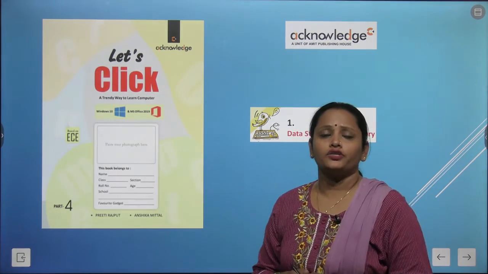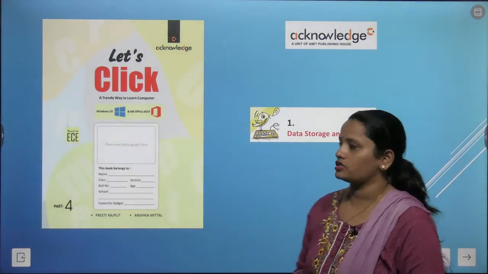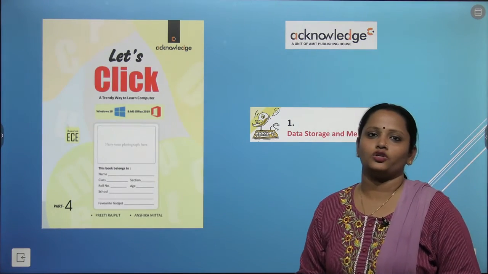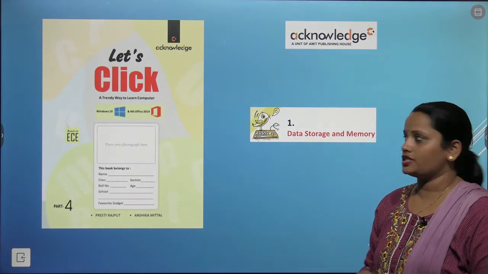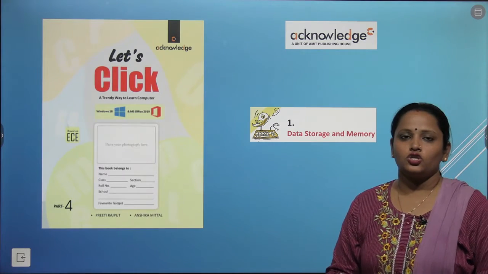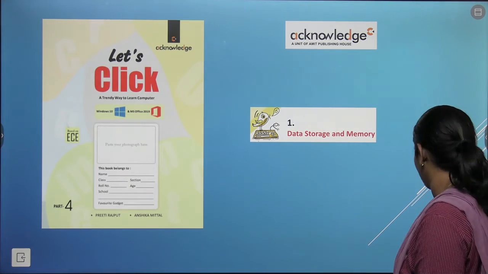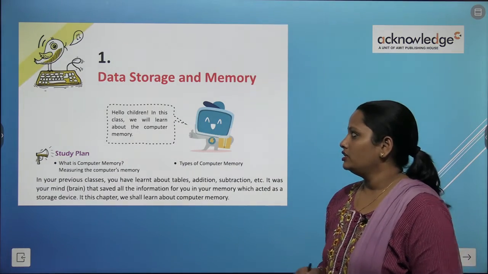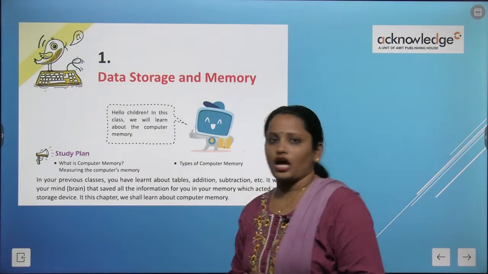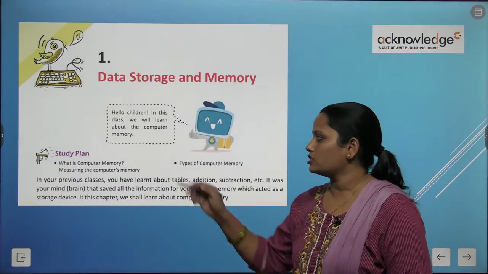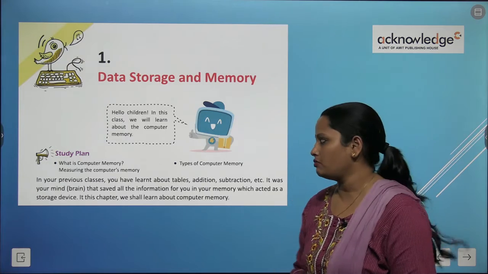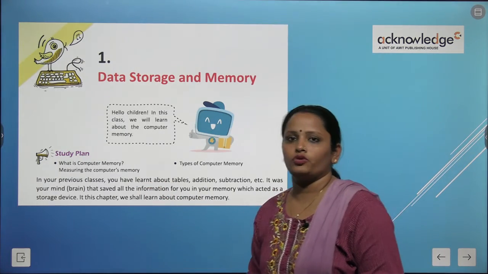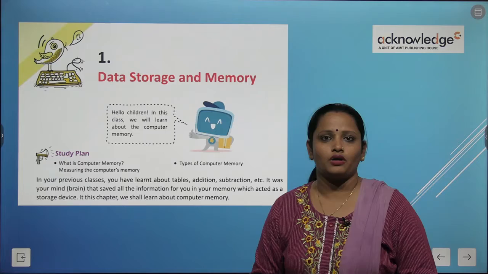Let's click a trendy way to learn computers. So children, today we are going to start our book with the very first chapter and the name of the chapter is Data, Storage and Memory. So let's start with the chapter. In this chapter, children, we are going to learn about what is computer memory and types of computer memory. Measuring of computer memory. How can we measure the computer's memory?